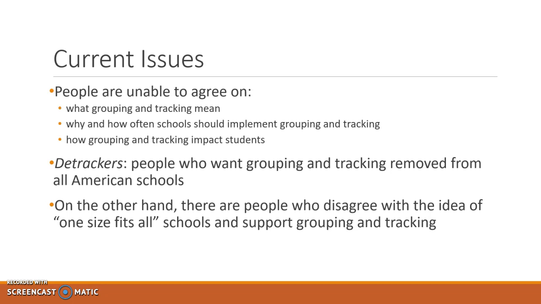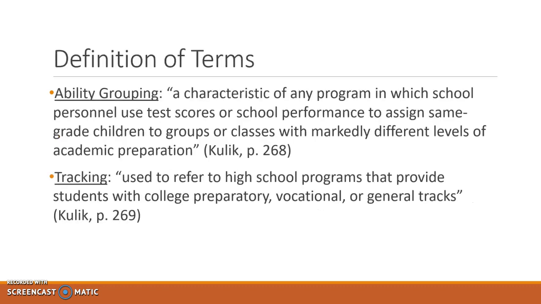Grouping and tracking can be somewhat confusing because people are unable to agree upon a few things. One is the definition of grouping and tracking as individual words. The second is why and how often students or schools should implement grouping and tracking. And finally, how grouping and tracking impacts students. Sort of two sides to this argument. On one side, we have what Kulik calls the detrackers, which are people who want grouping and tracking removed from all American schools. And then on the other hand, we have those who are pro grouping and tracking, and they disagree with the idea of a one-size-fits-all approach.